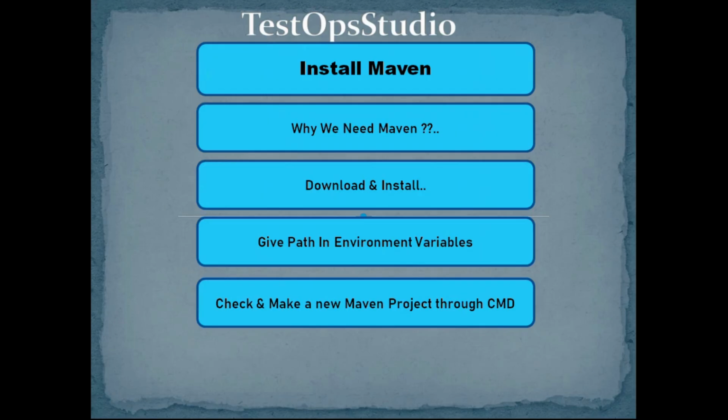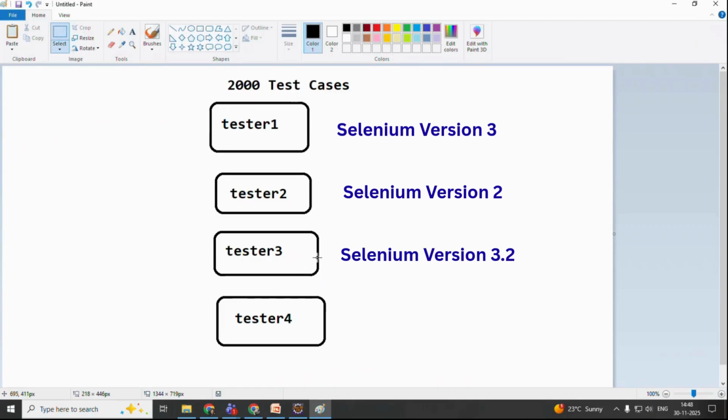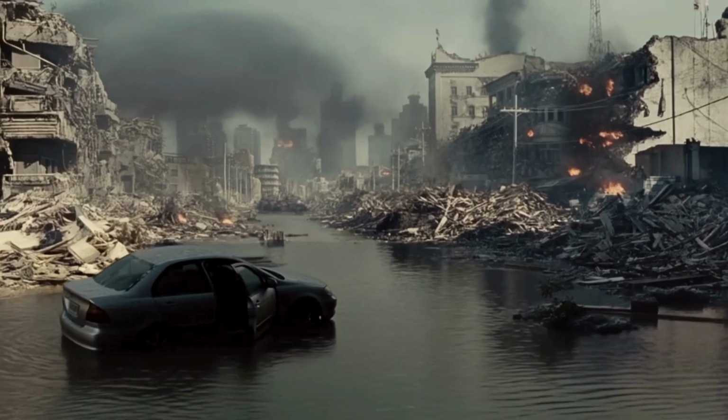Okay, so let's start. To understand why we need Maven, suppose you have 2000 test cases which are to be divided among 4 testers. So everyone has 500 test cases. Now everyone starts coding. But what happens is that tester 1 is using Selenium version 3, tester 2 is using Selenium version 2, and tester 3 is using, say, 3.1 or 3.2. Now when they merge their code, there will be a disaster.